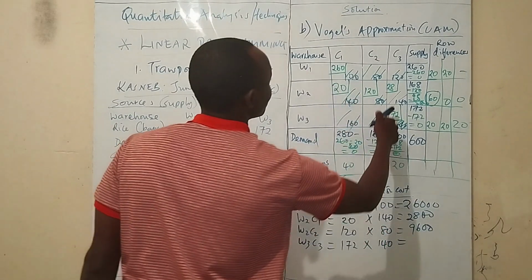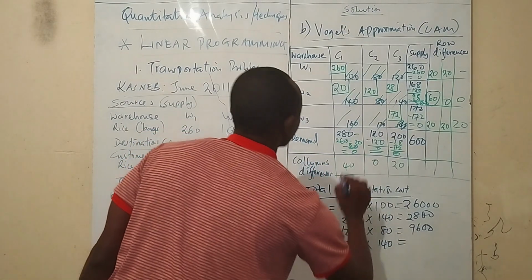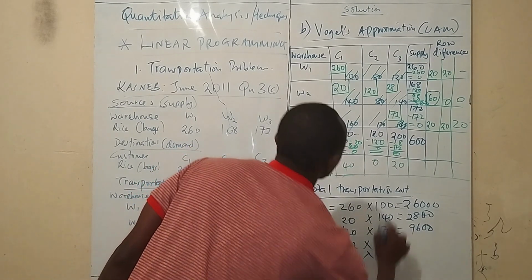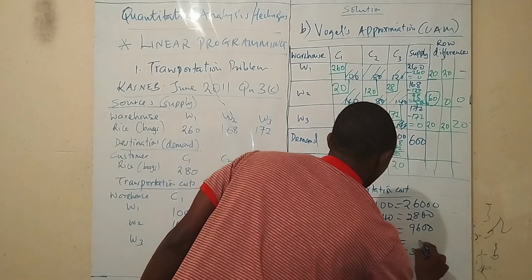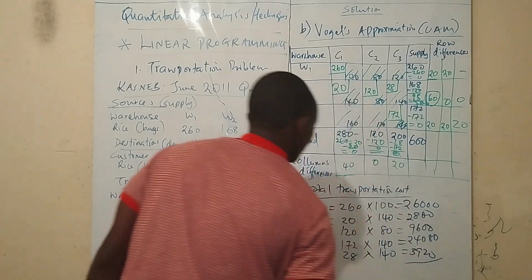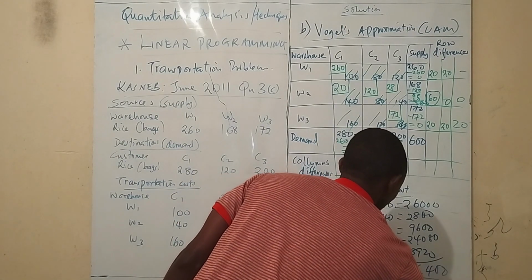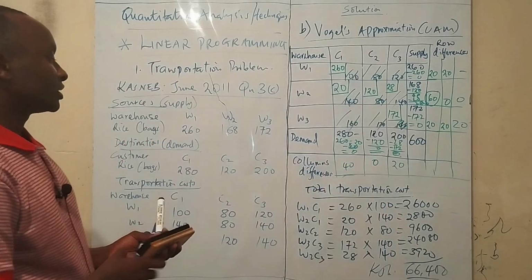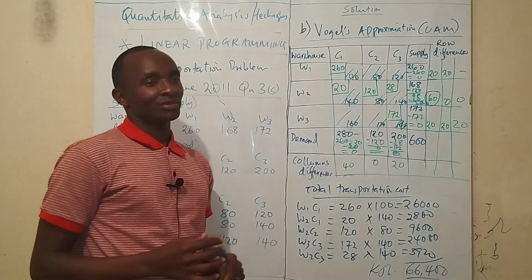and then you say 28, that is warehouse 2, sorry, we skipped that. Customer 3 is equivalent to 28 times 140. This is around 3920. This was 24,080. So when you add all of them, you get 66,400. So this is the total transportation cost using the Vogel's approximation method.